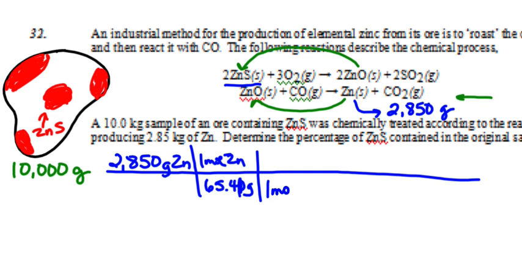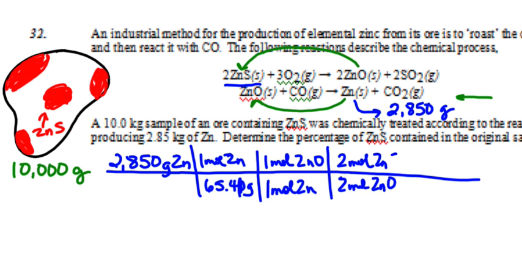For every 1 mole of zinc, what does zinc oxide remind you of? Sunscreen. I remember that stuff that you put on, the colored stuff. One of them was called zinc something or other. Zinc oxide. All right, 1 mole of zinc oxide. Now, how do I make the connection? Good. For every 2 moles of zinc oxide, I have 2 moles of zinc sulfide. So that's my second stoichiometry.